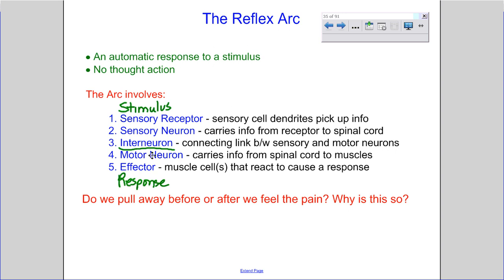Then we have the motor neuron. The motor neuron carries information from the spinal cord back to the muscles. In the case of a reflex, it carries it to the muscles. The effector is the muscle cell that's going to bring about the response. So it's going to be told to do something, and it's going to cause the response, which is the last thing that happens.